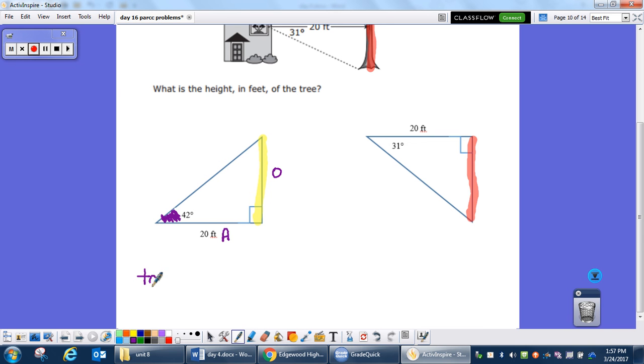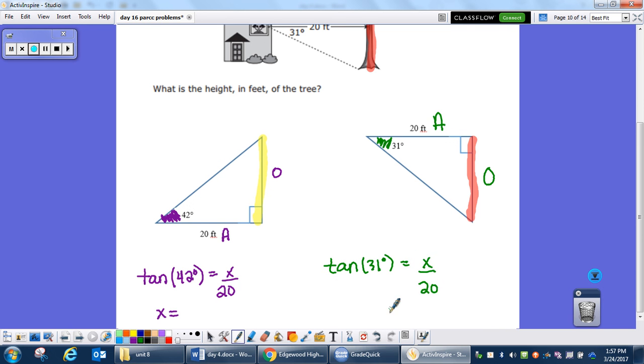So the tangent of 42 degrees equals x over 20. And you'll have to get your x. Then if you came over here and did the 31 degrees, you can see that this is an O and that's an A. So you are also using tangent, this time of 31 degrees equals x over 20. And you're going to get an x. Okay? So what I would do is I will give you a point for the correct setup and the correct x in each scenario.